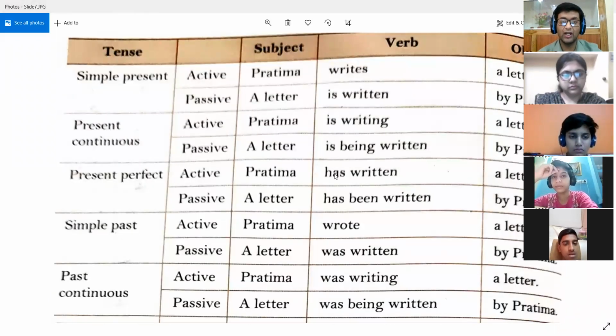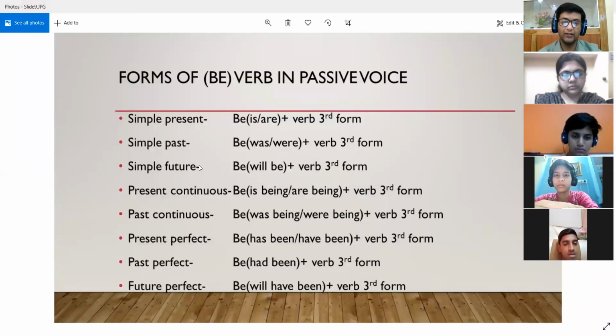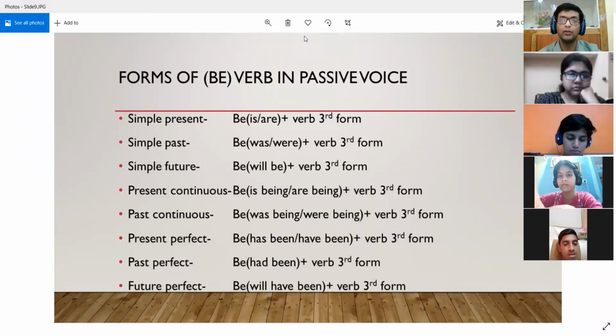Okay. Now, if you have read this chart, then you will understand. I have also noted down all the forms of the be verb for you. Last time I didn't do it, but I have done it now so that it is easier for you to see all the things in a single slide.